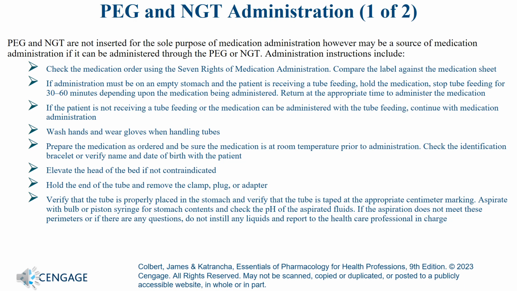Hold the end of the tube and remove the clamp, plug, or the adapter. You want to verify that the tube is properly placed in the stomach and verify that the tube is taped at the appropriate centimeter marking. Aspirate with a bulb or piston syringe for stomach contents and check the pH of the aspirated fluids. If the aspiration does not meet these parameters or if there are any questions, do not instill any liquids and report to the healthcare professional in charge.